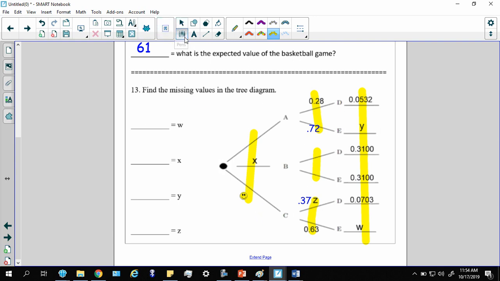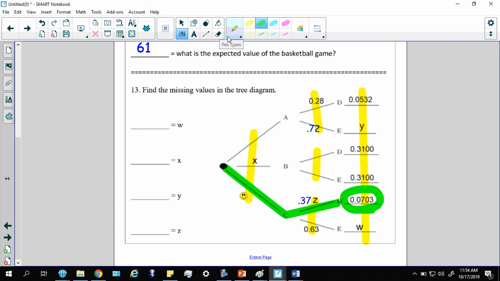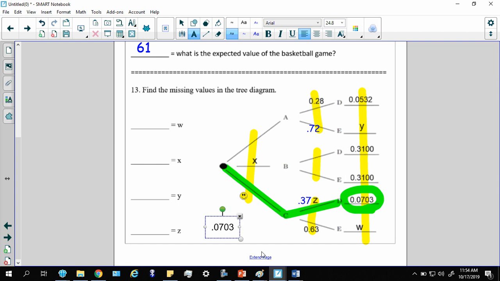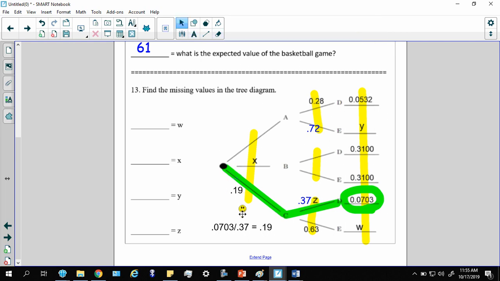All right. Now, looking at our smiley face, if I go down the smiley face road here, and then times it by 0.37, that is what I get. So in order to reverse it, I'm going to have to divide 0.0703 by 0.37. And when I do the math, I get 0.19. So my smiley is going to be 0.19. We'll put that right there. And let's see, I'm going to move Mr. Smiley right here.